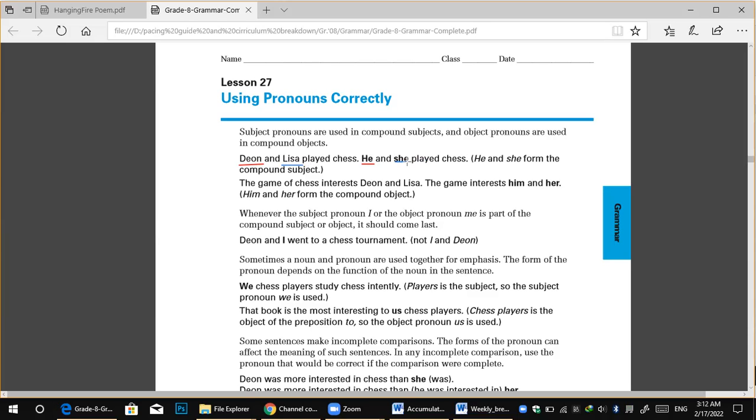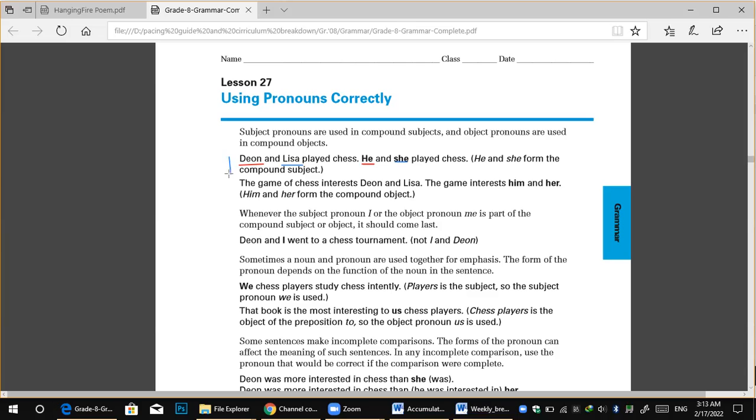Okay, the second example here: the game of chess interests Dion and Lisa. The game of chess interests Dion and Lisa. So here the game interests him and her. So him and her form the compound object. Why? Because they are pronouns for Dion and Lisa. Okay, so that's number one.